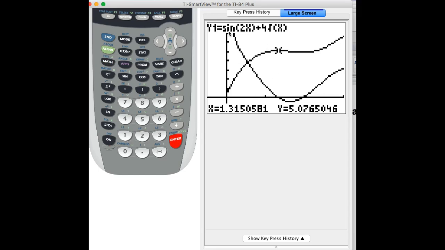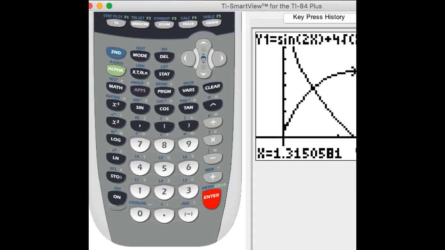And I want to make sure it's on the right graph. It is on the y1 graph, and there's my value, 1.315. Oops, I'm sorry, my y value, 5.0765. And I'm writing that down.